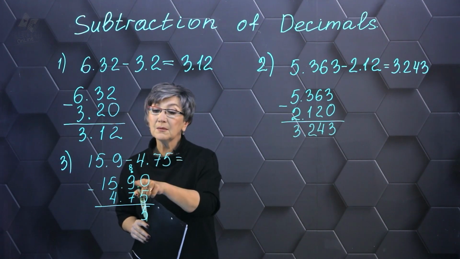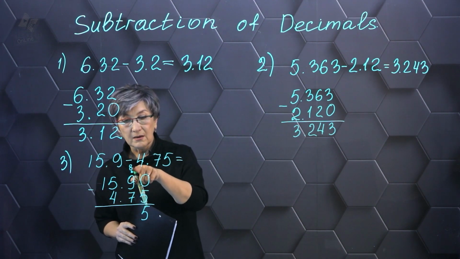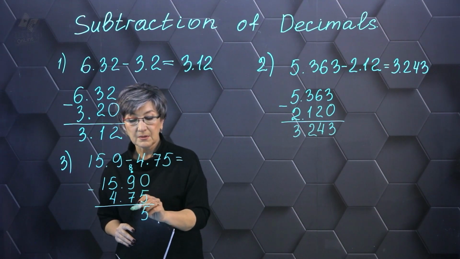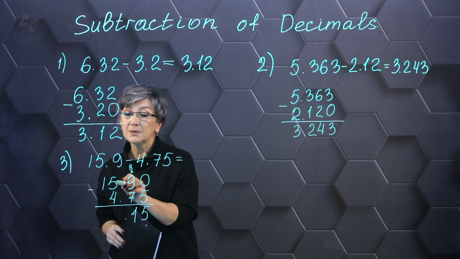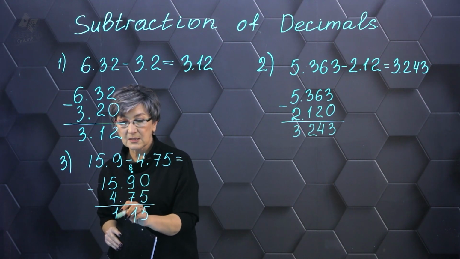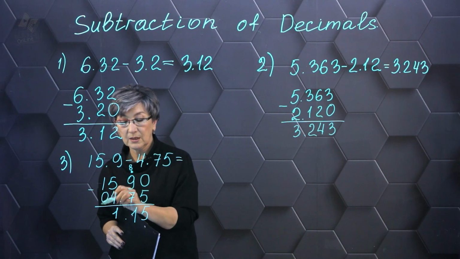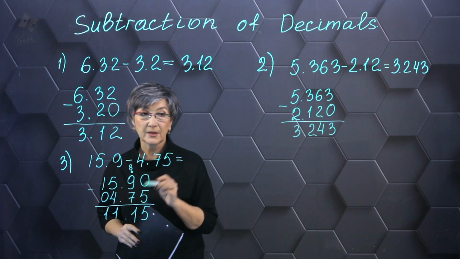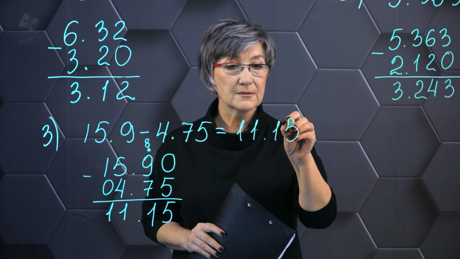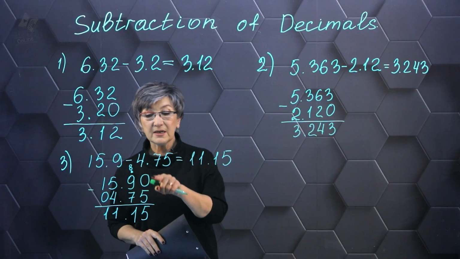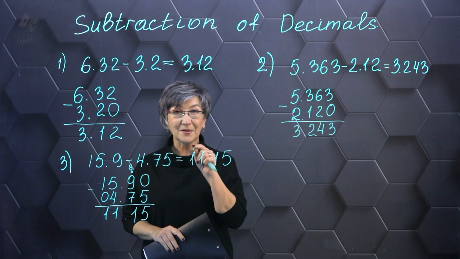Next, since we borrowed from the 9, that leaves us with 8, and we're going to subtract 7 from 8. The result is 1. Point. Subtract 4 from 5, that's 1. And 1 minus, there's no number again. I'm writing 0. 1 minus 0, that would be 1. The result is 11.15 hundredths. Don't forget to fill in the blank space with a 0. In this case, you will always get the correct answer.